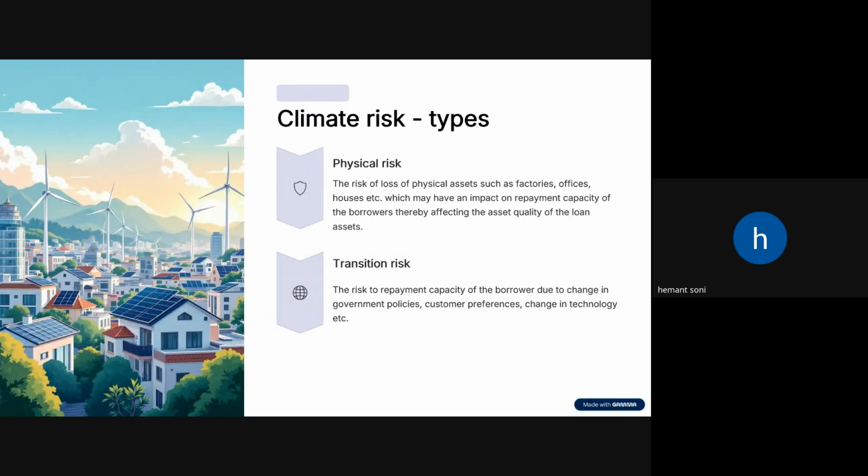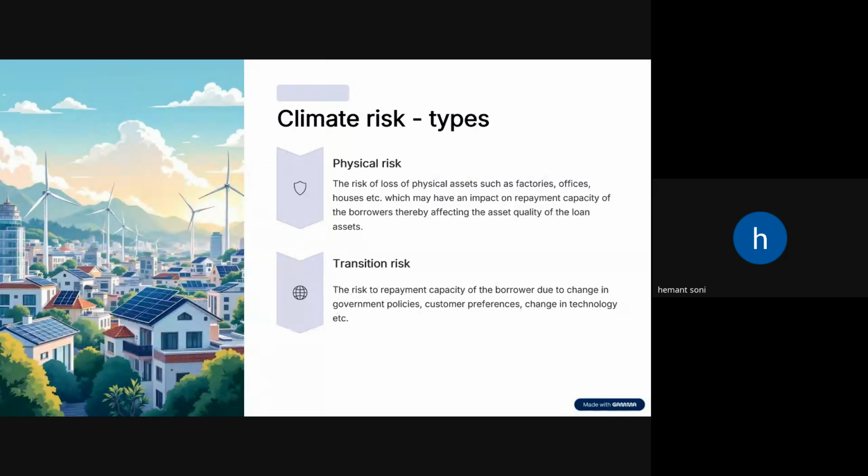So if you can see it in the perspective of a bank providing loans to the industries and the various other types of borrowers who are engaged in production facilities. So those production facilities like factories or warehouses, they are exposed to the physical risk of loss of physical assets such as factories, offices, houses, etc., which may have an impact on repayment capacity of the borrowers, thereby affecting the asset quality of the loan assets.